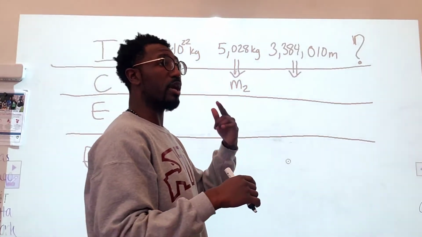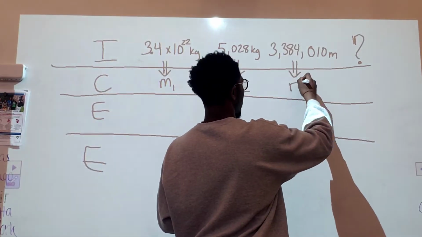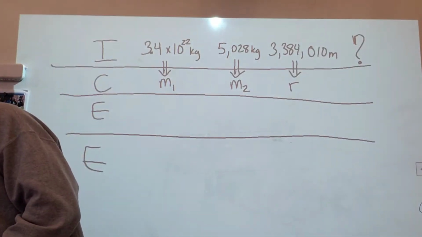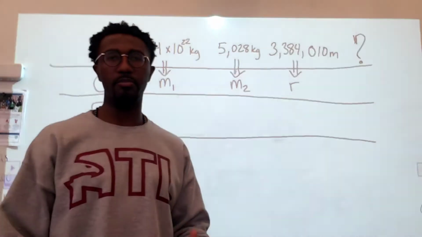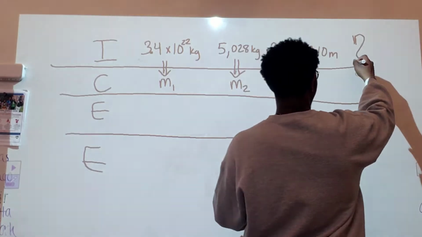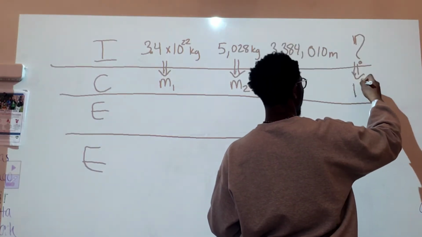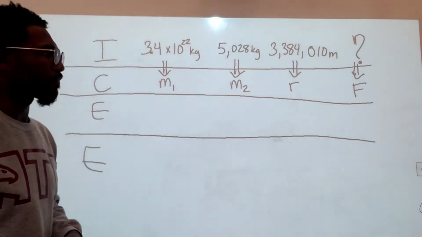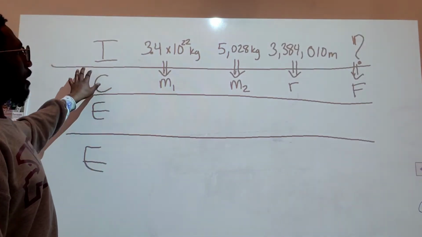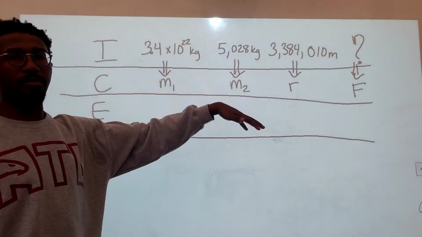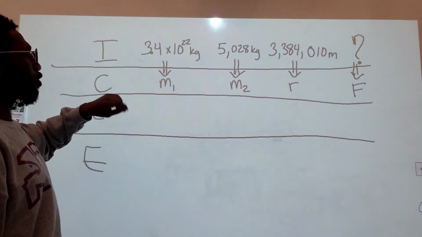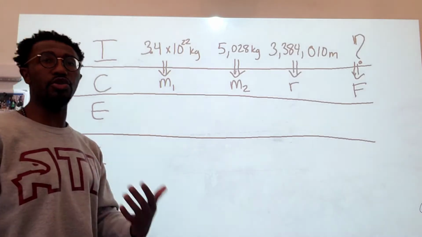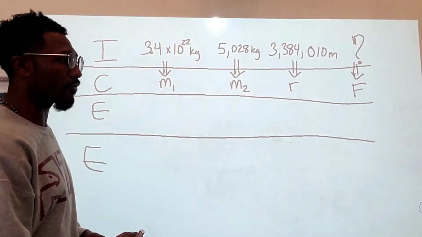Now remember, we're using R for distance, so we're going to label that R. And the question asks us, what is the gravitational force between both objects? So we know we are looking for the force, the gravitational force. So now that we have all of this labeled, okay, we can go ahead and move on to our equate step. So we need to choose an equation that we're going to use to solve this problem.